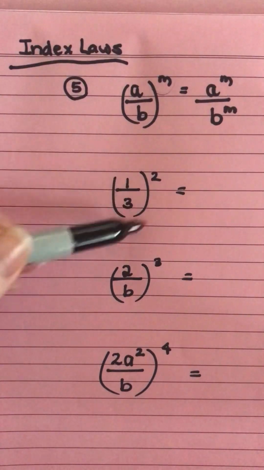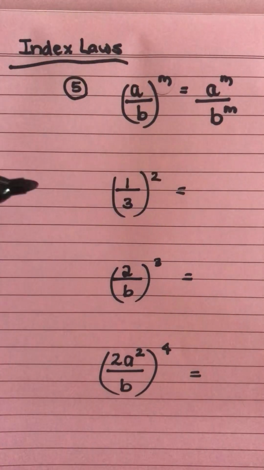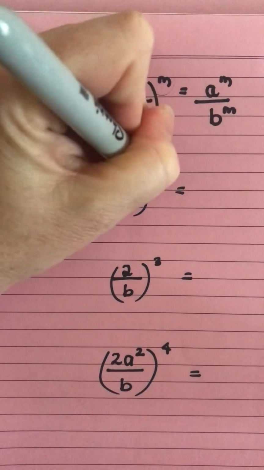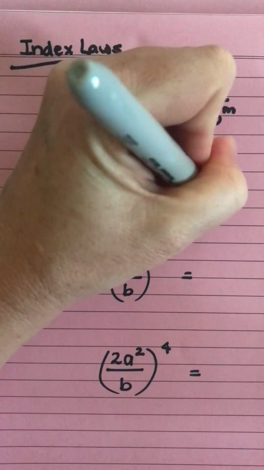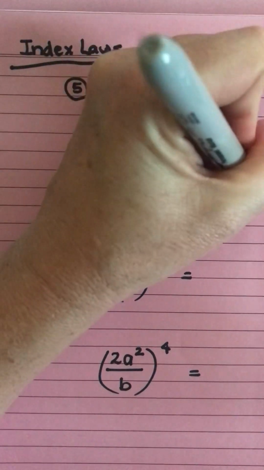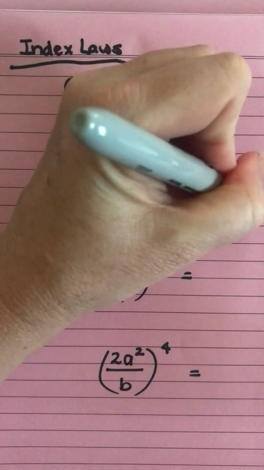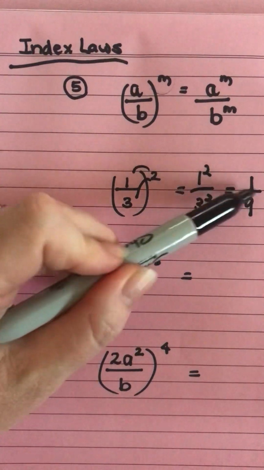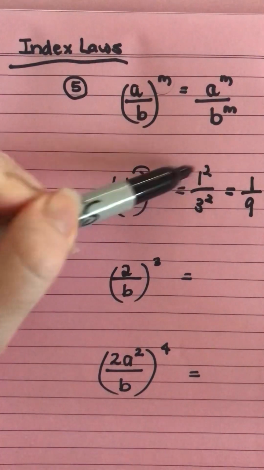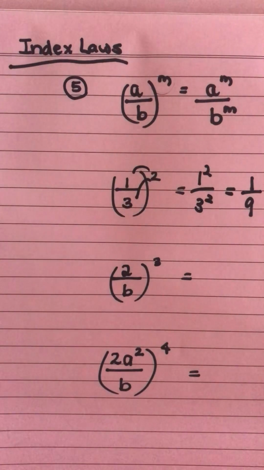So in this case here, we've got 1/3 and it's squared. So we apply the squared to both things there. So we get 1 squared over 3 squared. Now 1 squared is 1 and 3 squared is 9. So some students may look at that and think that the squared hasn't been applied to the top there, but it has because we've done the 1 squared and that's equaled 1.